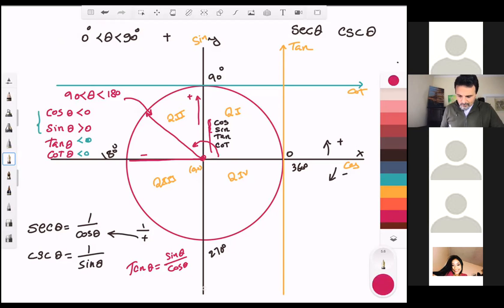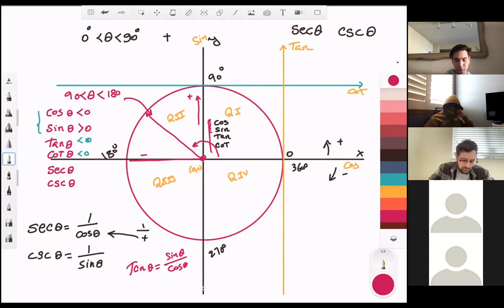What about secant of theta and cosecant of theta? Jake.